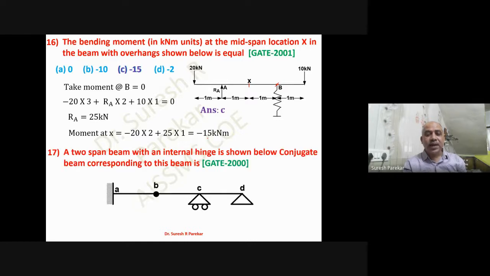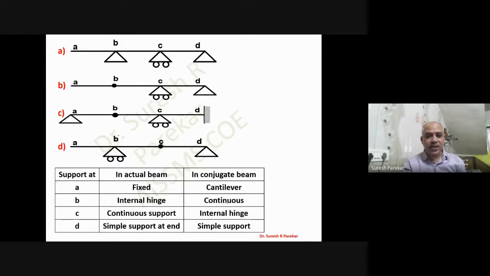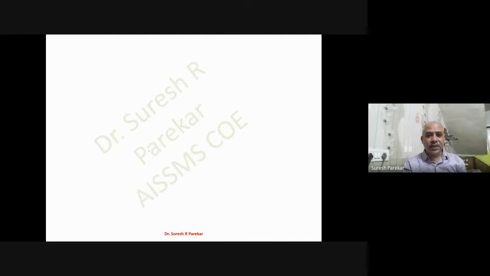So minus 15. Now in this, you can see we are interested in the conjugate beam. So now the fixed support becomes a cantilever. Then the hinge becomes, so this is cantilever, this is continuous, this becomes hinge, and this will be as it is. So cantilever, continuous, hinge. So option is D.